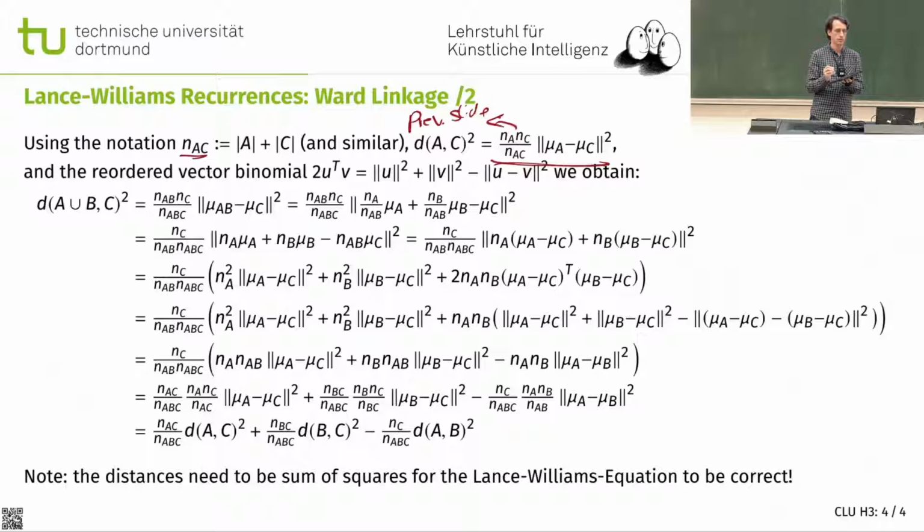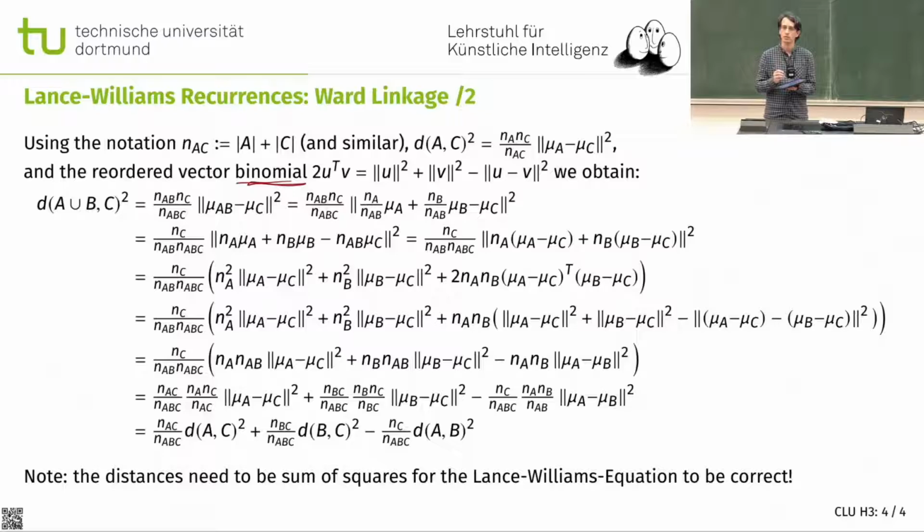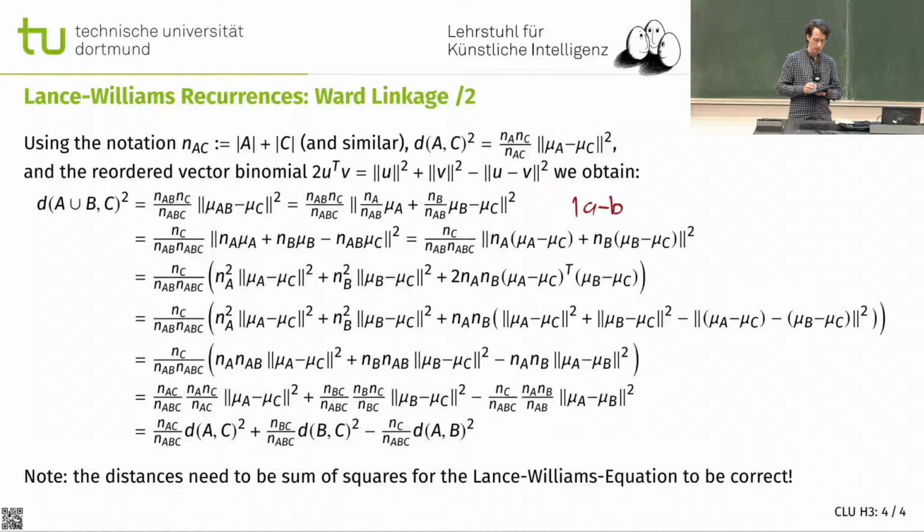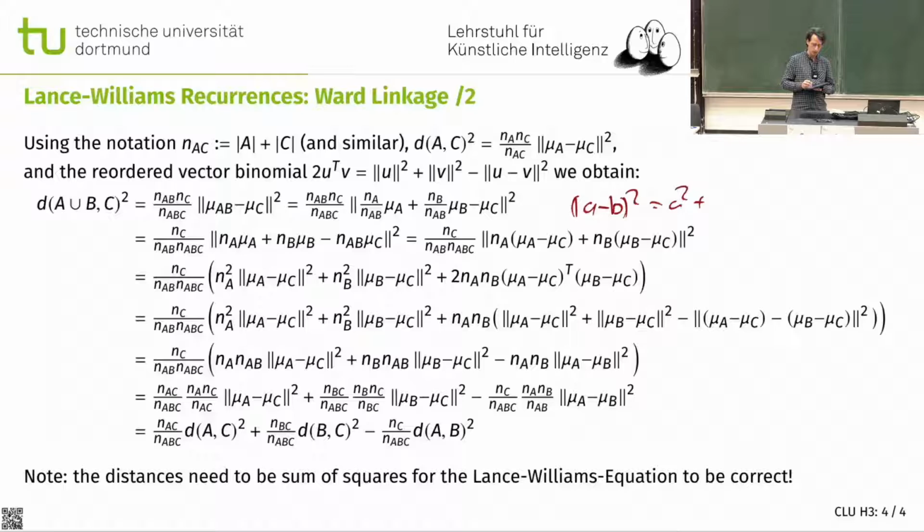And I'm using essentially a binomial equation, except that it's for vectors, because we are in multivariate space. But it is still the usual binomial that you would get if you use (a minus b) squared, then you have a squared plus b squared minus 2ab. And this is my 2ab, except that it's vectors now. This is a squared, b squared, and that is this term that I pull to the other side. So that is the binomial.